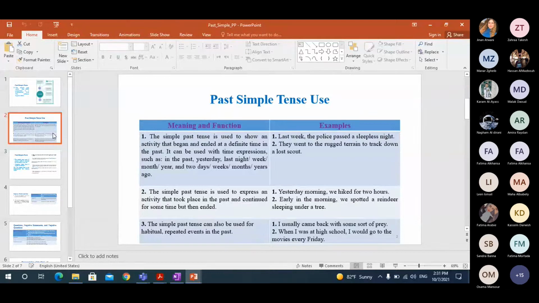Now, meaning and function with examples. The simple past is used to show an activity that began and ended at a definite time in the past. It can be used with expressions such as in the past, yesterday, last night. You know this, okay? And expressions of time can be either used at the beginning of the sentence or at the end of the sentence.